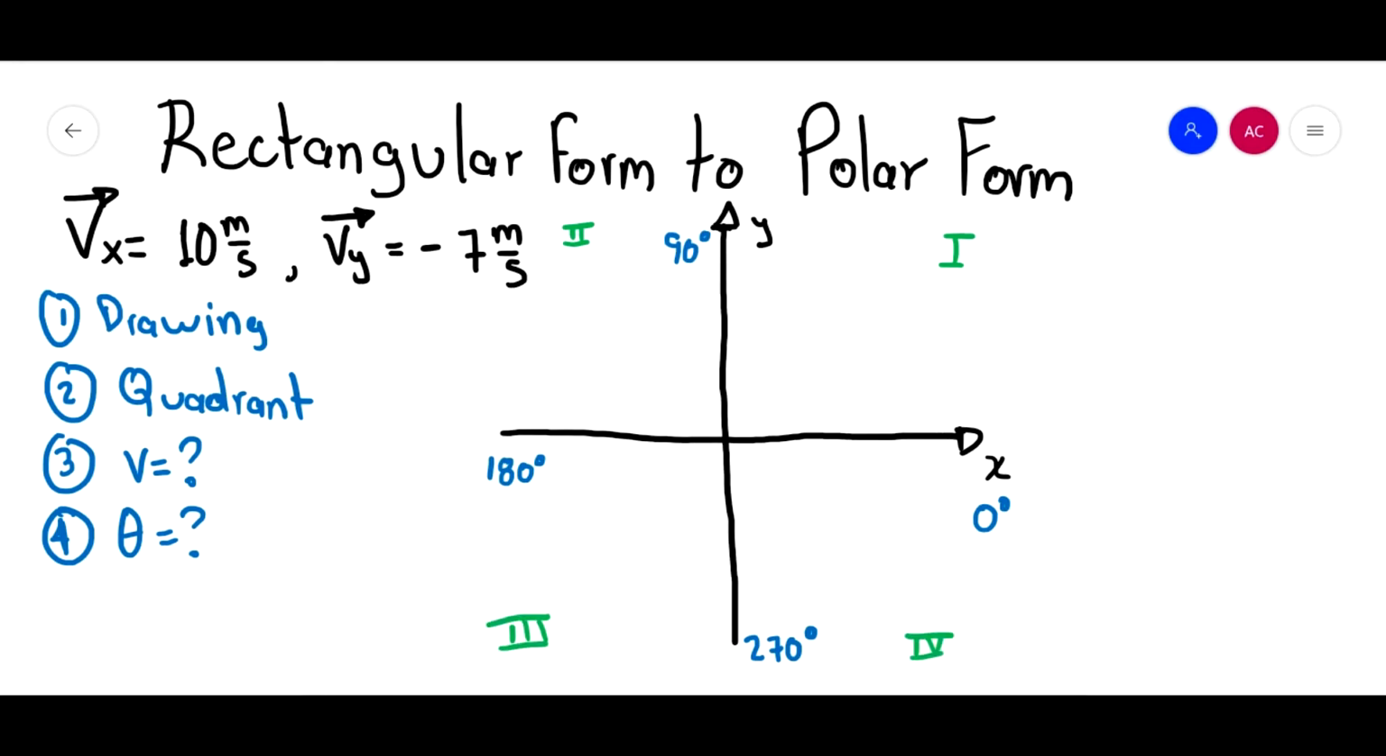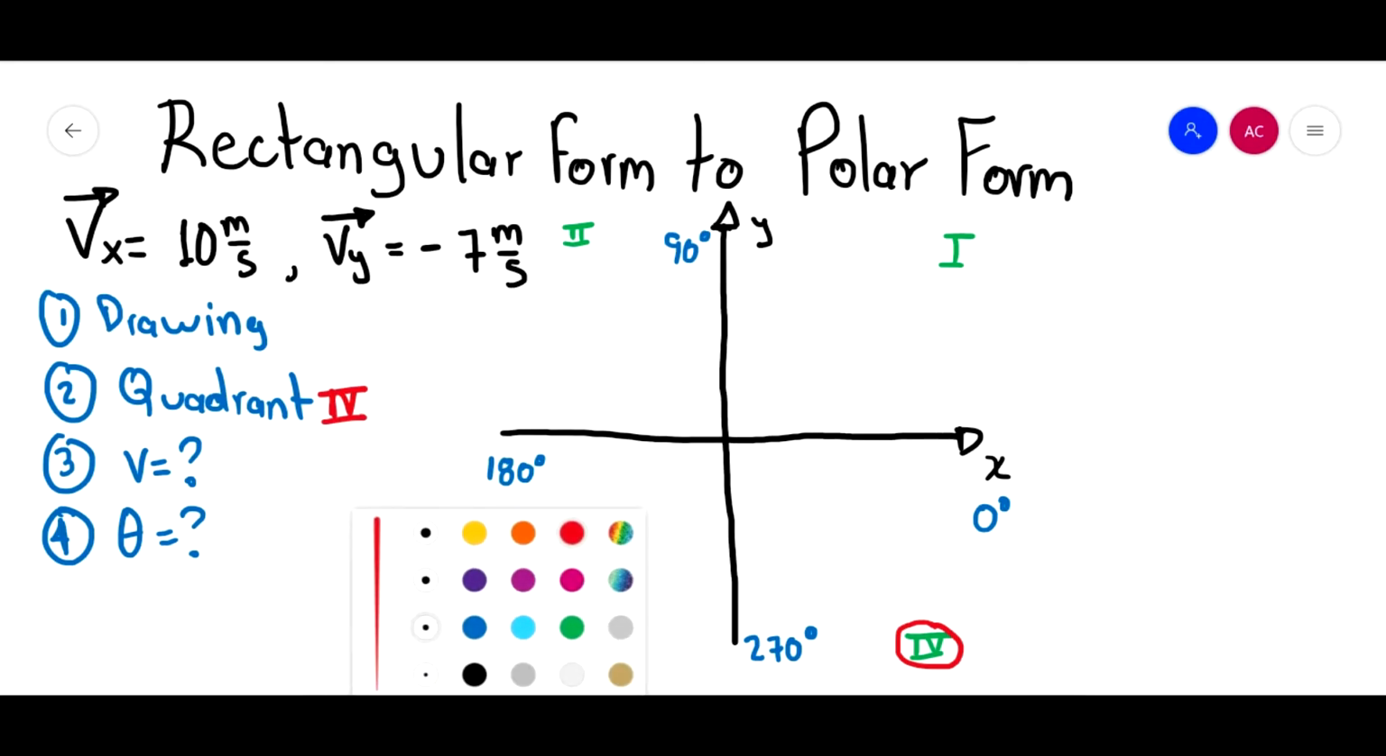So, in order to begin with this problem, you might ask yourself, in which quadrant do we have positive x and negative y? I repeat, positive x and negative y. Well, that should be in the fourth quadrant, because in that quadrant x goes to the right and y goes down. So the quadrant that we are going to work with is quadrant number 4.